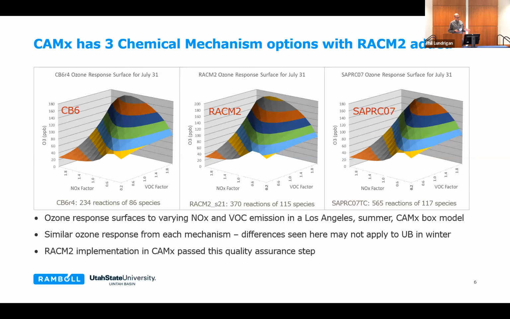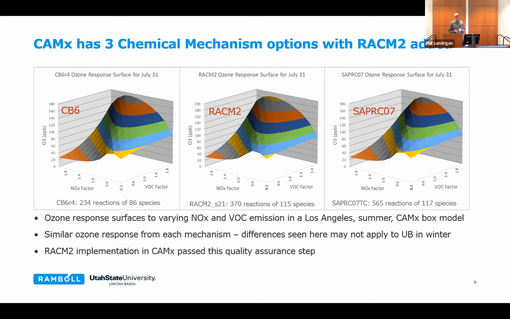So what the figures are showing, and this was really a QA step for me to make sure we'd implemented the chemistry correctly. This is a Los Angeles summer condition, and we're showing how much ozone you can make with various amounts of VOC and NOx. So we call it an ozone response surface. And you get the most ozone, the highest point on the surface, when you have both VOC and NOx. Yes, we know that.